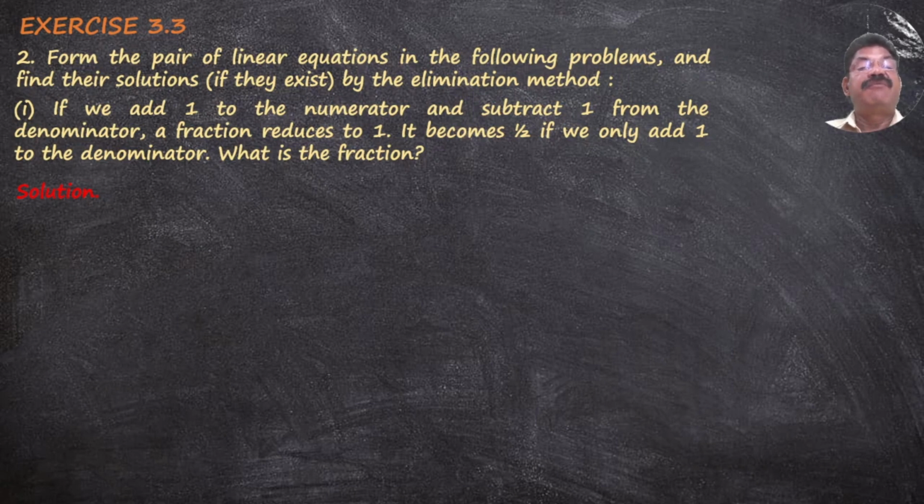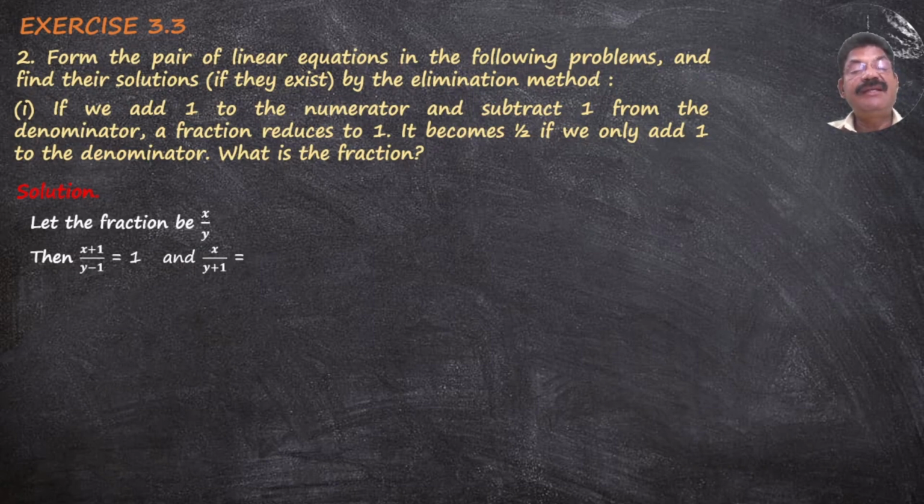Now, second problem. Form the pair of linear equations in the following problems and find their solutions if they exist by the elimination method. Now, read the problem carefully. If we add 1 to the numerator and subtract 1 from the denominator, a fraction reduces to 1. It becomes half if we only add 1 to the denominator. What is the fraction? So, we have to find the fraction. A fraction has a numerator and a denominator. So, I take the numerator as x and the denominator as y.